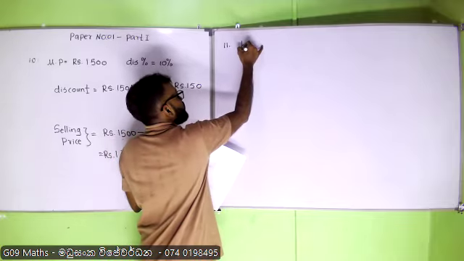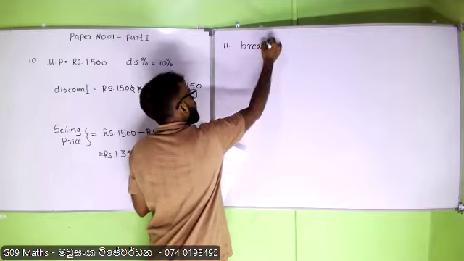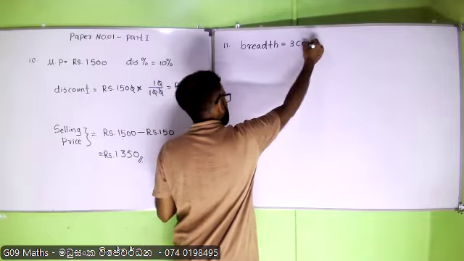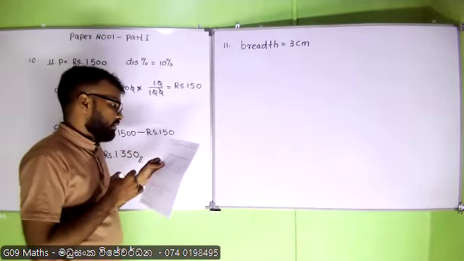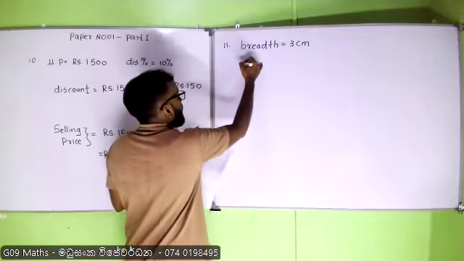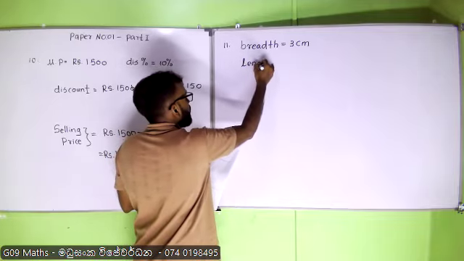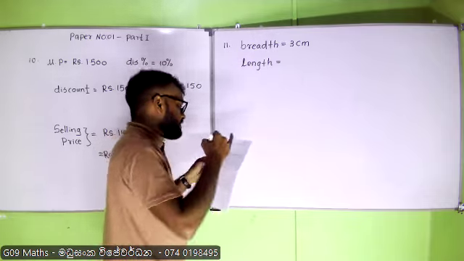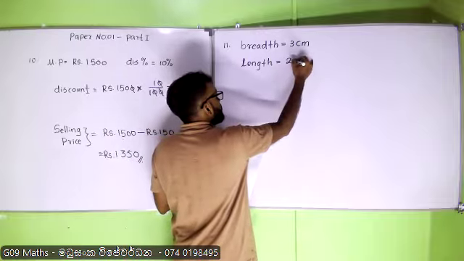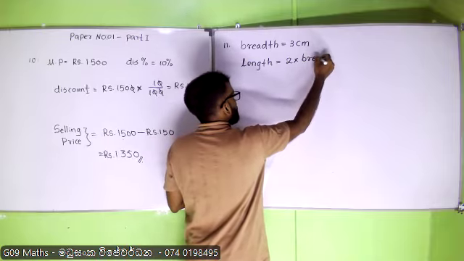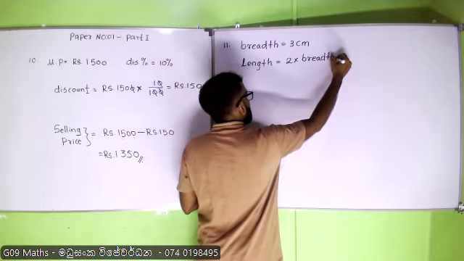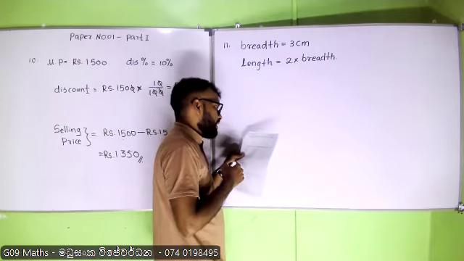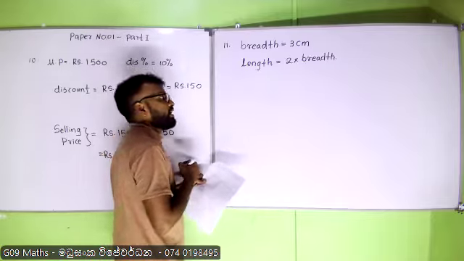So as I told you, the breadth is equal to 3 centimeters, and length is equal to twice its breadth, 2 times the breadth. So you have to write down the expression for the rectangle's area.